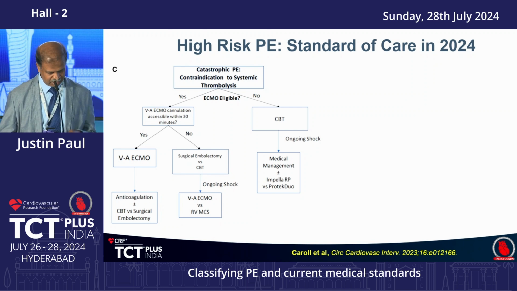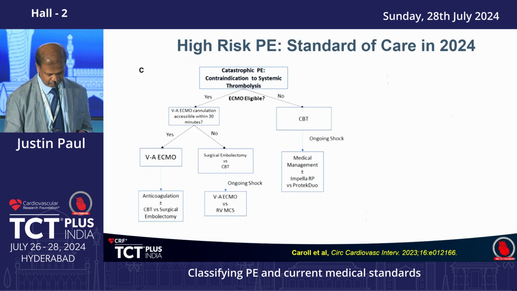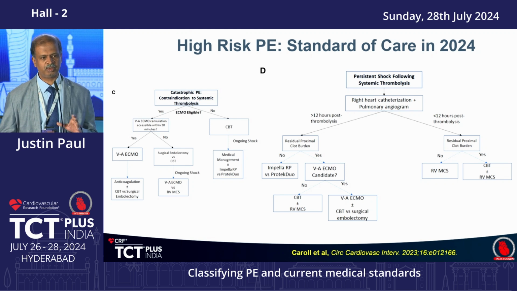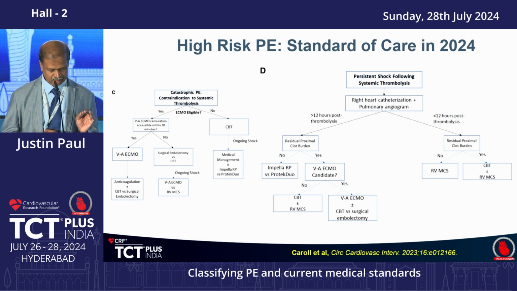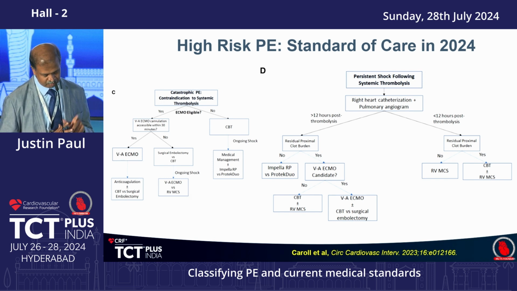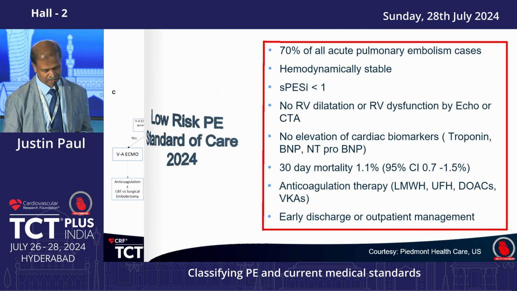Now, catastrophic PE with a contraindication to lysis: the first thing, if ECMO eligible, go for ECMO. If not, catheter-based therapy for the ongoing shock. What about persistent shock after lysis? What you should be doing is assessing the residual proximal clot burden. If the clot burden is high, catheter-based therapy. If the clot burden is low, RV MCS. And if it is more than 12 hours, this is the outline that you can follow.